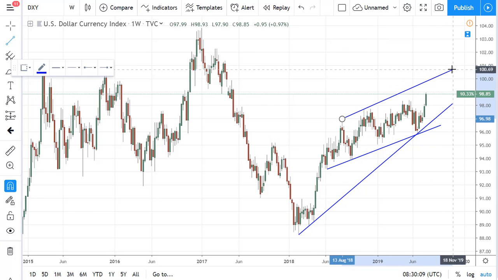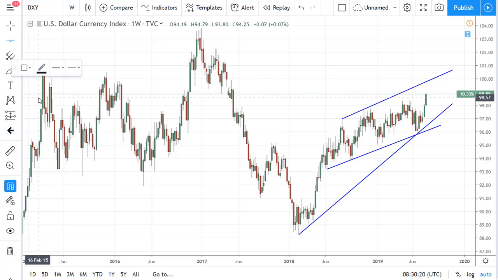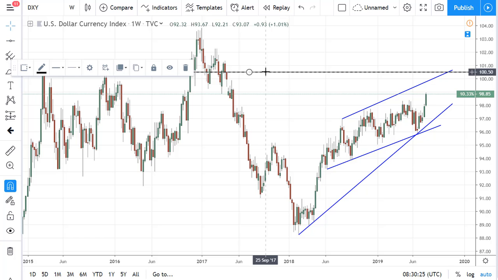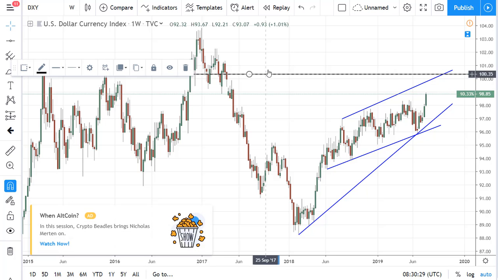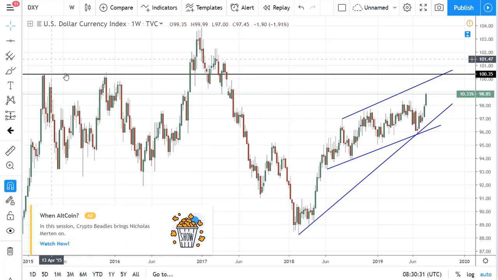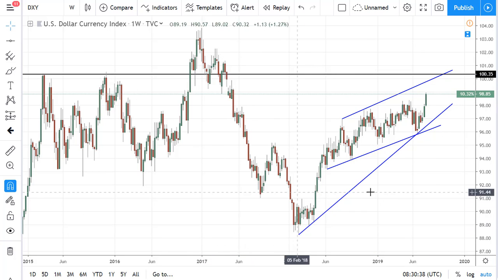Let's see what happens if we connect these two. Maybe this will be a nice target for this one. Also, we got a round number, the 100, so let's see what happens when we move into that area. All trading is about probability, so there's nothing factual going on right now. I think we see what happened over here around the 100, it has been a resistance zone quite often. So that's the weekly chart.